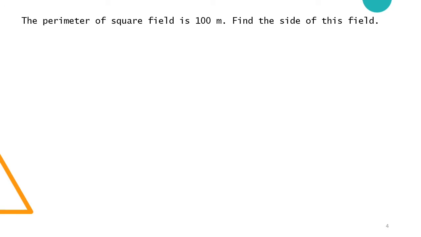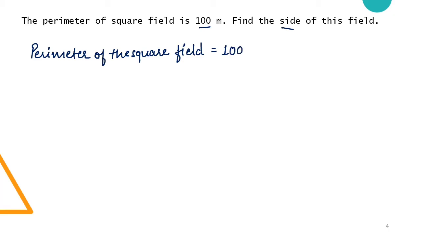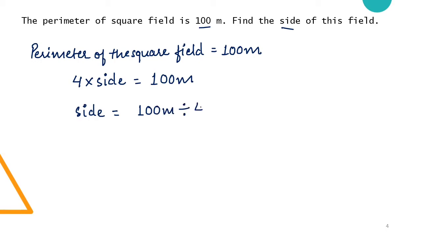Next question is, the perimeter of a square field is 100 meter. Now perimeter is already given to us. We have to find out the side of the field. So perimeter of the square field is equal to 100 meter. Now we know that perimeter of a square field is 4 multiplied by side. So 4 times side is 100 meter. If we have to find out the side of the field, that will be 100 meter divided by 4, because this 4 times side is equal to 100 meter. So side will be 100 meter divided by 4, that is 25 meter. So answer is side of the field is equal to 25 meter.